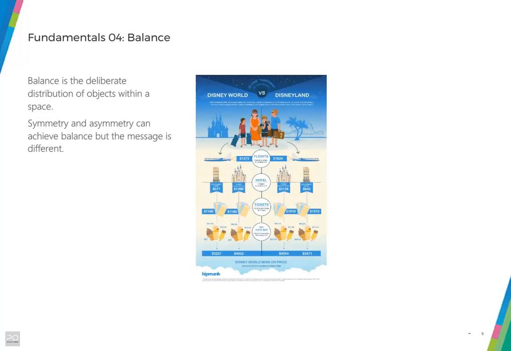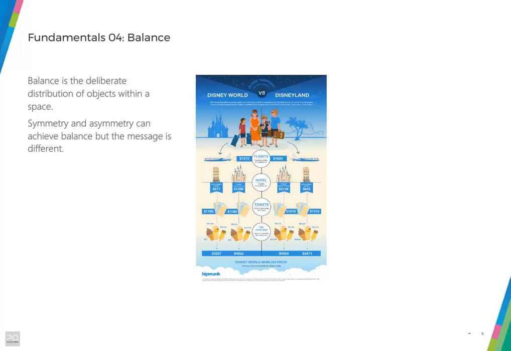The fourth fundamental design principle, balance, is the deliberate distribution of objects within a space. This can be either symmetrical, where elements are balanced or mirrored within a space, or asymmetrical, where elements are contrasted. Both approaches can achieve balance, but shape the message of the content in different ways. Symmetry conveys calmness and stability, while asymmetry conveys dynamism and interest.